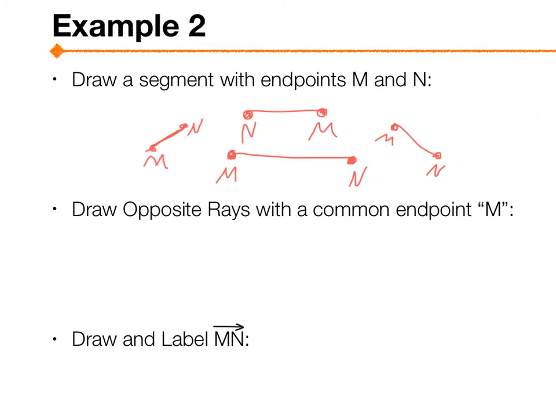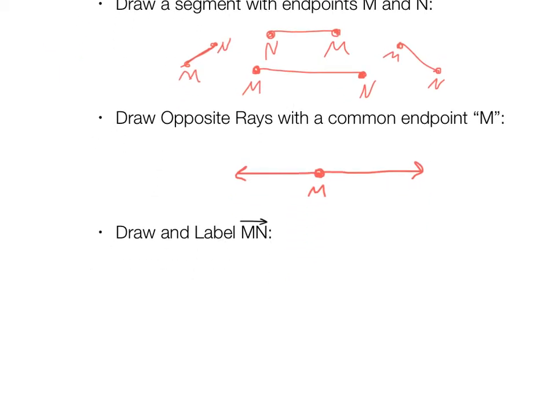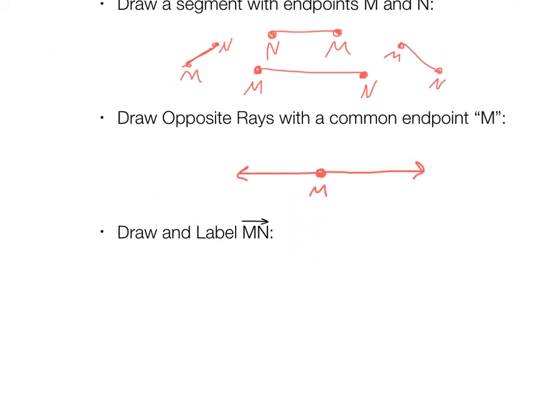Draw opposite rays with a common endpoint M. So we start with the endpoint M, and we draw one in this direction, and the other one has to be in the opposite direction, making a straight line. Draw and label ray MN. So we know that our endpoint is M, and the ray goes through N. Any questions?